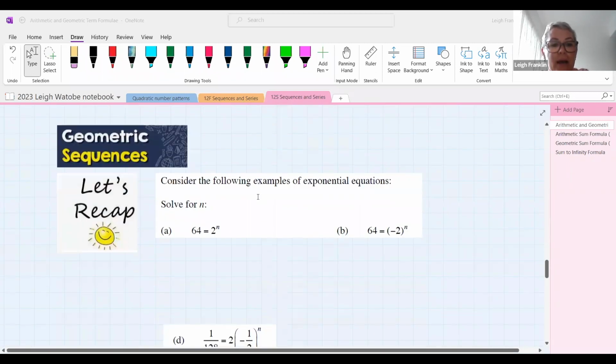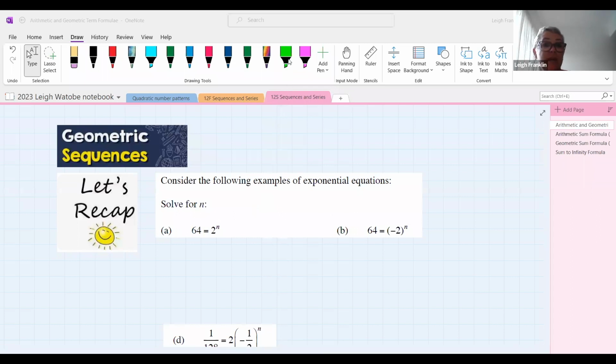Now, we can apply the same idea, this idea of working backwards, to geometric sequences. What I wanted to do is point out a couple of things to you that you probably already knew, but we need to make sure that we can solve for n when it comes to exponential equations. If they give us the equation that 64 is equal to 2 to the power of n, how would we solve this? What method do we need to use? What have our teachers taught us to do here?